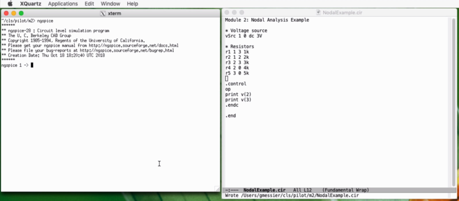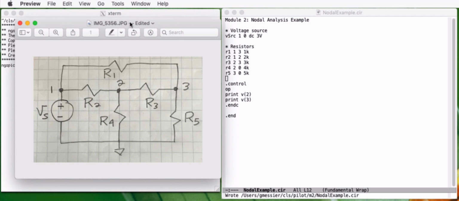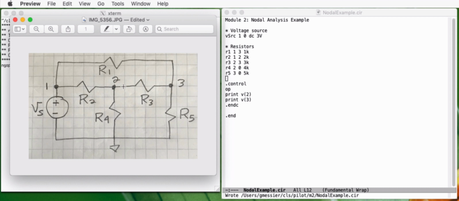I'm a professor of electrical and computer engineering in the Schulich School of Engineering, and this is the SPICE tutorial for Module 2. For this tutorial, I'm going to show you the SPICE netlist for determining the voltage levels in the nodal analysis circuit example we worked through in the lecture. So here's a picture of that circuit. Again, you'll probably have these in your notes already.